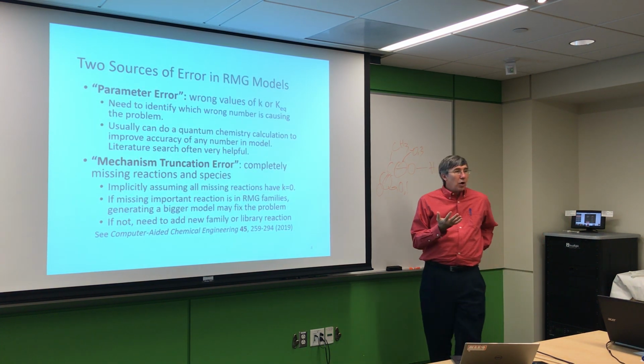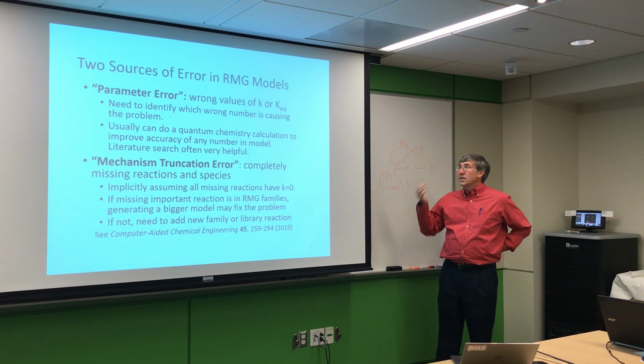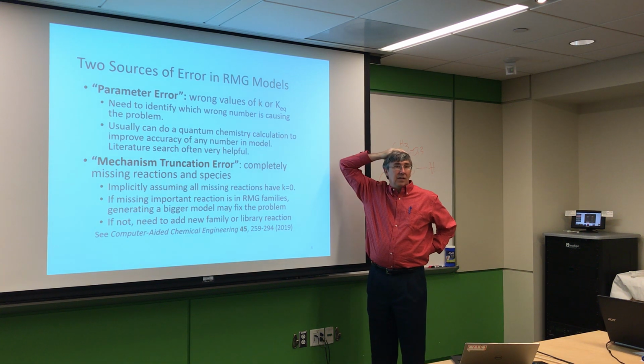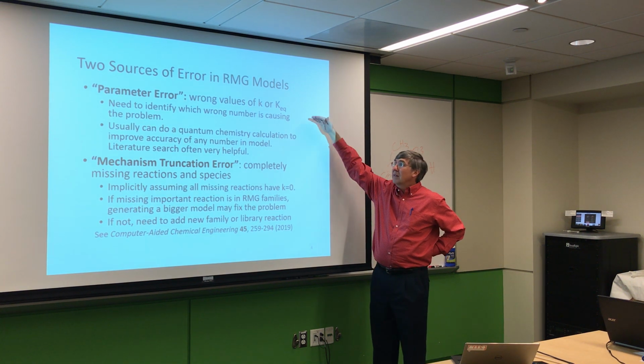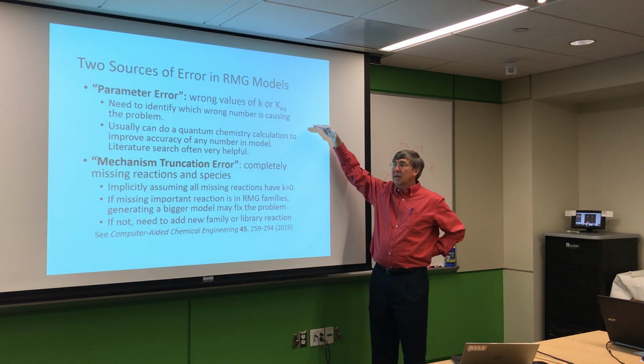Now, why is our prediction of omega wrong? There are two main reasons why it's wrong. One is that the numbers we have, the k's and the K equilibriums, are incorrect. If we think that's the main problem, we can work to get better numbers for the k's and K equilibria.